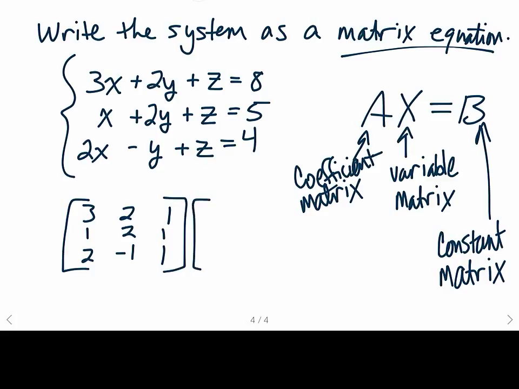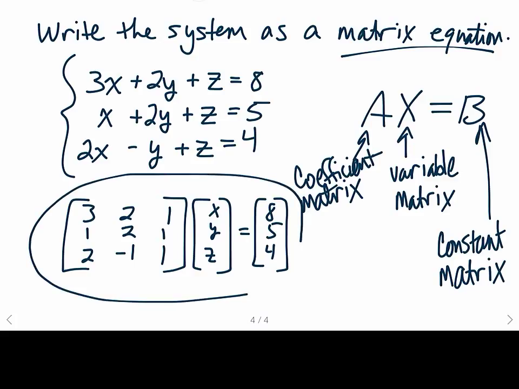The variable matrix is going to be x, y, z. And the constant matrix is going to be 8, 5, 4. All we were to do is express this as a matrix equation. You've got to be wondering why and what's down the road. We'll keep watching more sessions and you'll find out.